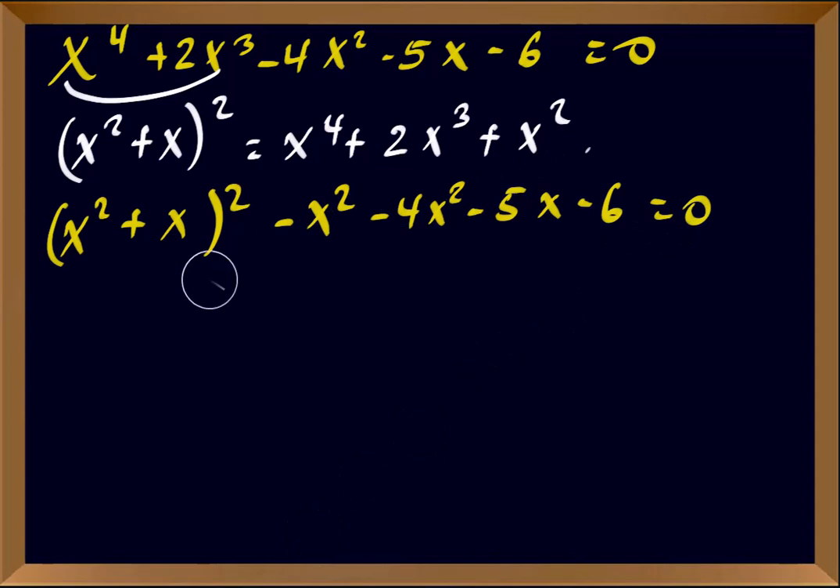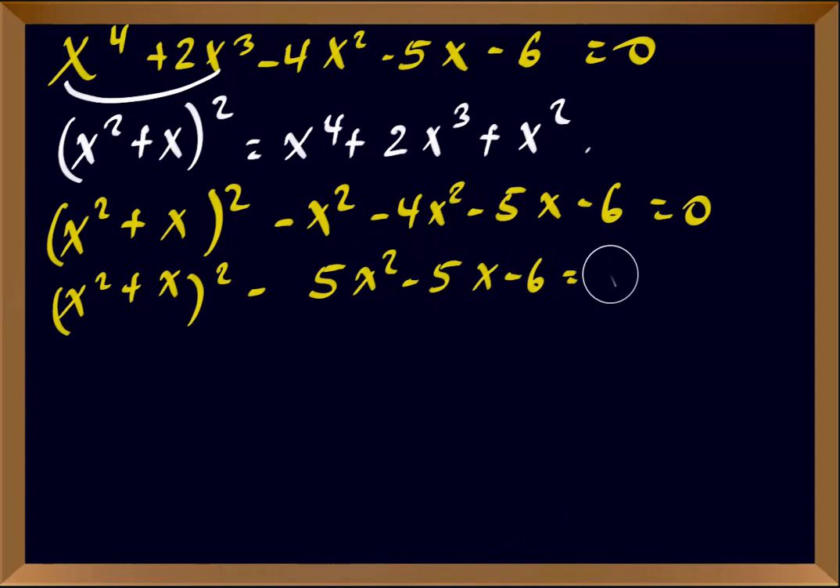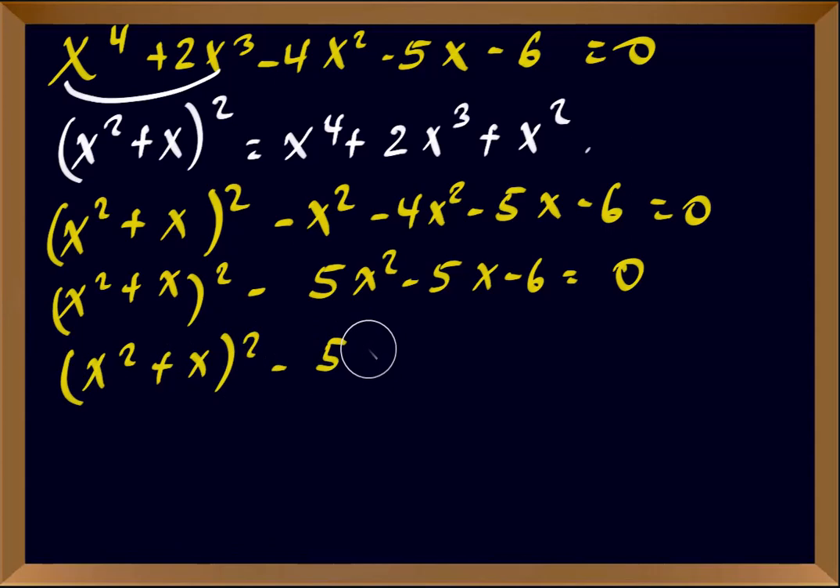So we continue. So far so good. x squared plus x, squared, minus 5x squared minus 5x minus 6 is equal to 0. So we are going to factor the 5 here. So we get x squared plus x, squared, minus 5 times x squared plus x, now minus 6 is equal to 0.